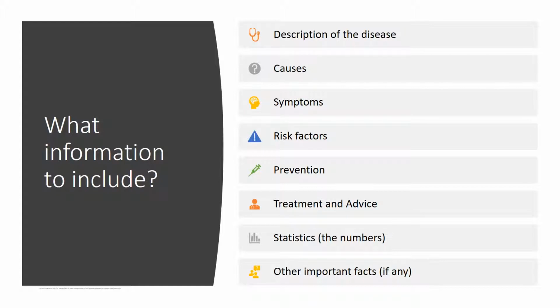Now, what information should you include? There might be some variation in the type of information you include in the disease fact sheet, depending on the disease, the type of disease itself. But generally, the information you need is: one, a description of the disease, a very short description; the causes of the disease; the symptoms of the disease; the risk factors; prevention of the disease, if any; the treatment of the disease; and some advice you might give to the population; some statistics. And when I say statistics, it's very simple statistics, just the numbers about the disease, and some other important facts, if any, if you have more information to add or to direct the population to some further information.